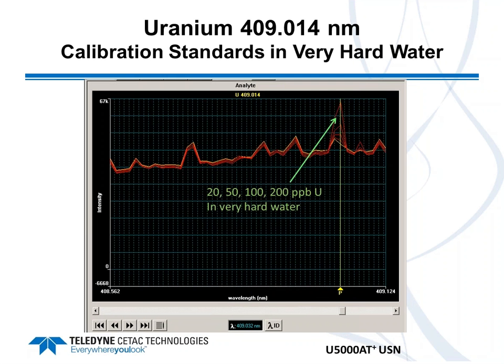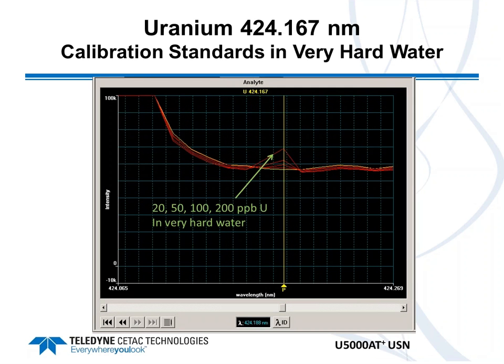The next one was the uranium 409 line. And here we were able to see an increase in the uranium signal upon introducing the 20, 50, 100, and 200 part per billion uranium standards. We then looked at the uranium 424 wavelength. And again, we were successful putting in the 20, 50, 100, and 200 part per billion uranium standards, again all in very hard water. We were able to see the uranium signal increase.